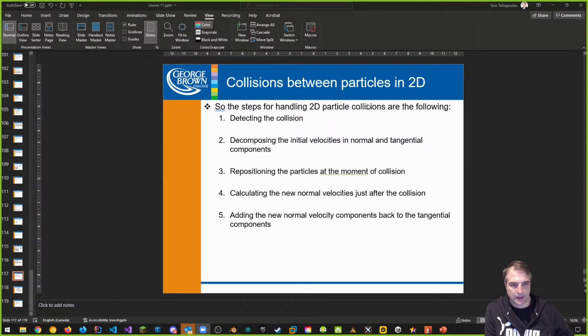So again, here are the steps for 2D particles colliding. First, detect the collision. We know there's an overlap. Decompose the initial velocities into normal and tangential components. Reposition the particles at the moment of collision. Calculate the new normal velocities just after the collision, and then add the new normal velocity components back to the tangential components to move them in the right direction. Okay?